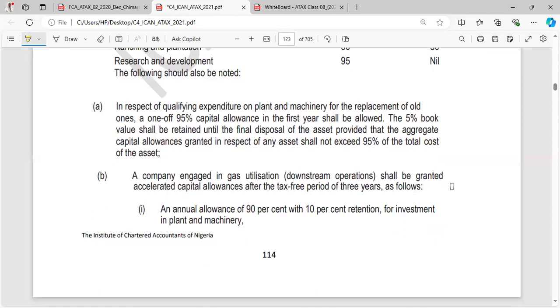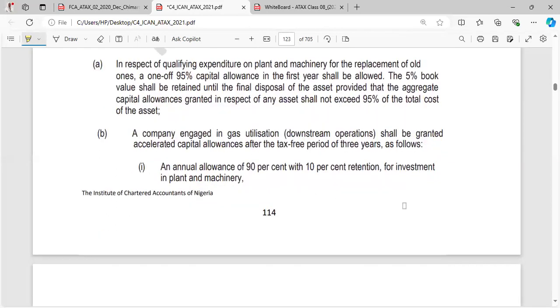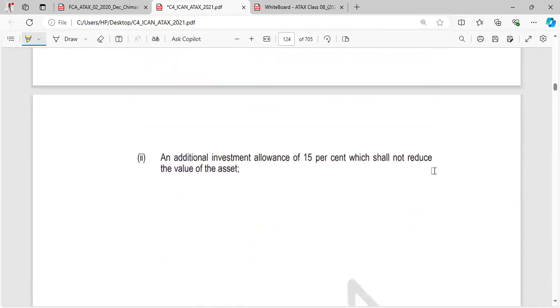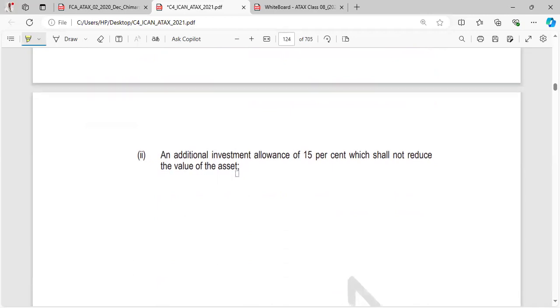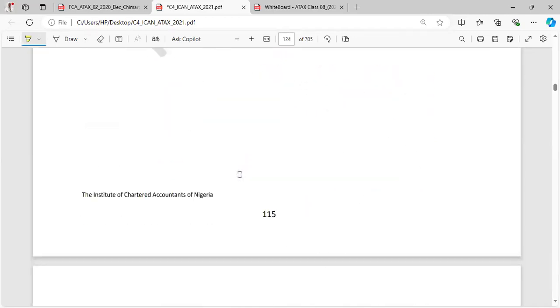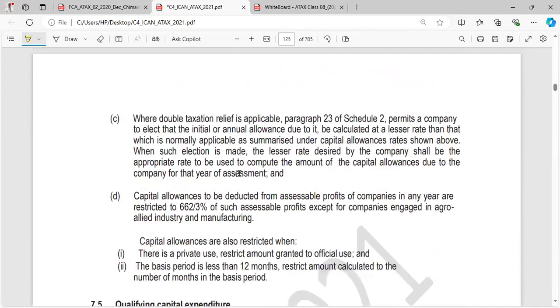A company engaged in gas utilization, that is downstream operations, shall be granted accelerated capital allowance after a tax-free period of 3 years as follows. Annual allowance of 90% with 10% retention for investment in plants and machinery. An additional investment allowance of 15%, which shall not reduce the value of the asset. So that's not much of importance.